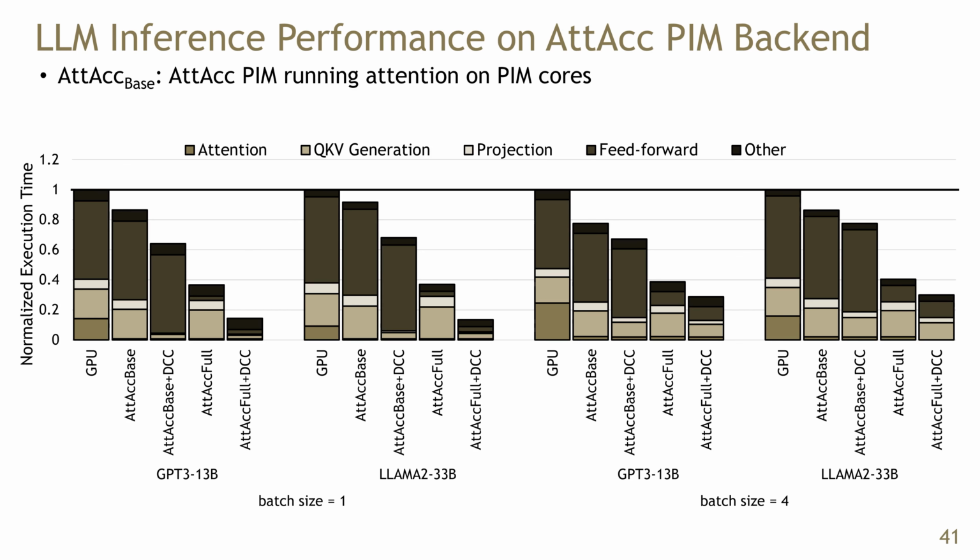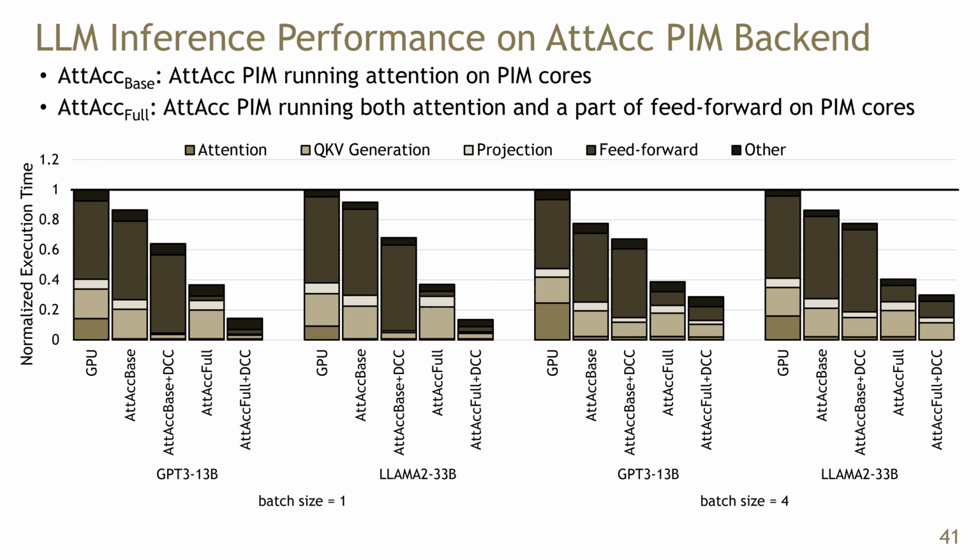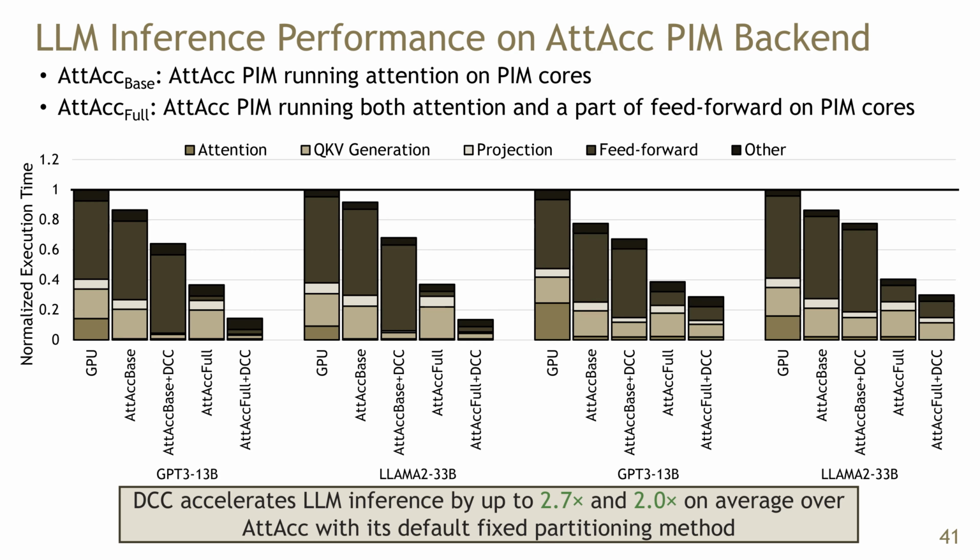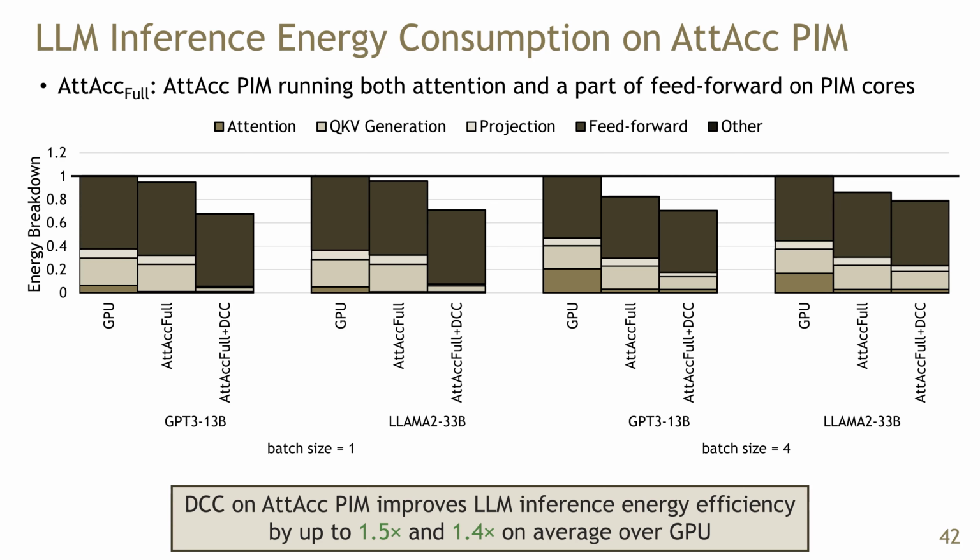We also ran the end-to-end evaluation of large language model inference on the AttAcc backend. Here are 2 versions of the AttAcc PIM backend. AttAcc base only runs the attention on the PIM core, and AttAcc 4 runs both attention and a part of the feed-forward layer on the PIM side. Compared with AttAcc's default implementation, DCC accelerates large language model inference by up to 2.7 times and on average 2.0 times. We also showed that DCC's performance improvement translates to energy consumption improvements in large language model inference by up to 1.5 times over GPU-only execution.